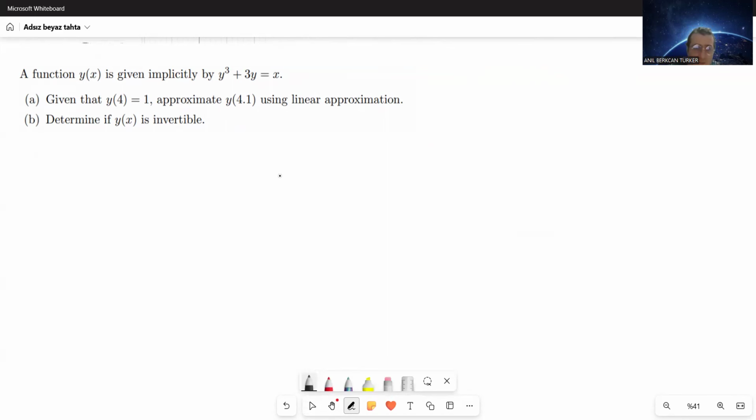So let's calculate. My function is what? I don't have my function, right? It is implicitly given. So what should I do? I need to have the linearization function.